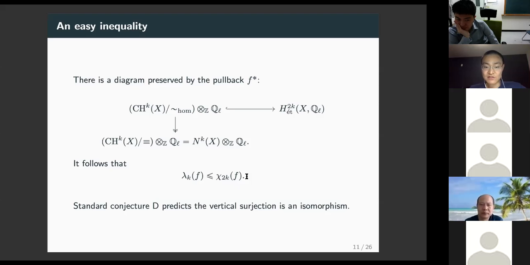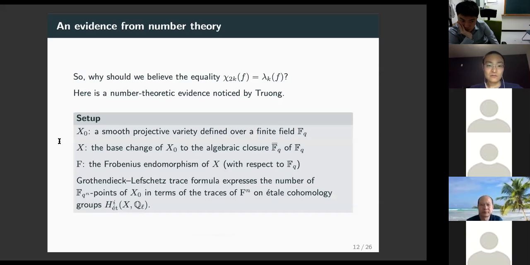So this question now turns out to be: is chi_k less than or equal to lambda_k? So the other way. Okay. Now we are going to talk about the Frobenius map. This is another evidence from Lefschetz theory. So why should we believe this inequality? We have the following evidence noticed by Tate from Weil theory.